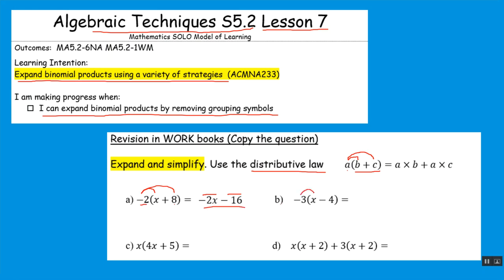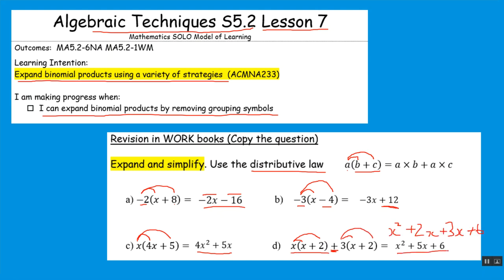The next one, minus 3 times x, and minus 3 times minus 4 gives us minus 3x plus 12. So remember, when we multiply minus 3 by minus 4, we get positive 12. X times 4x and x times 5 gives us 4x squared plus 5x. X times x and x times 2, plus, remember, separate the two brackets, 3 times x and 3 times 2 gives us x squared plus 5x plus 6.